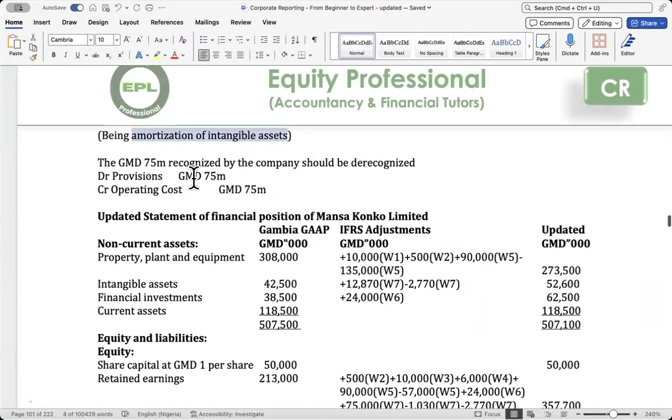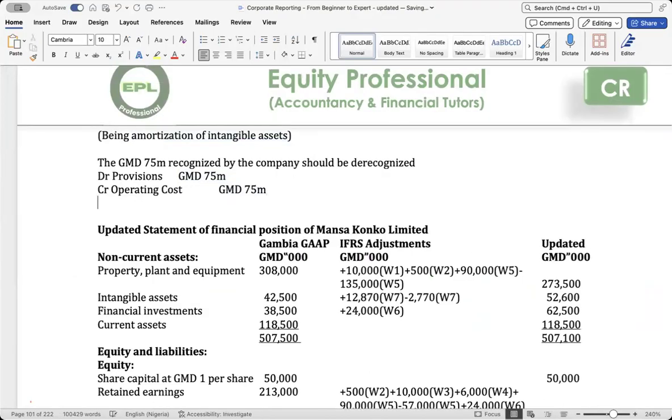The only thing left was that 75 million, which I just derecognized. I debited provisions, which he will have credited, and I credited operating costs, which he will have debited. So, being the reversal of the wrongly recognized amounts, I'm posting.